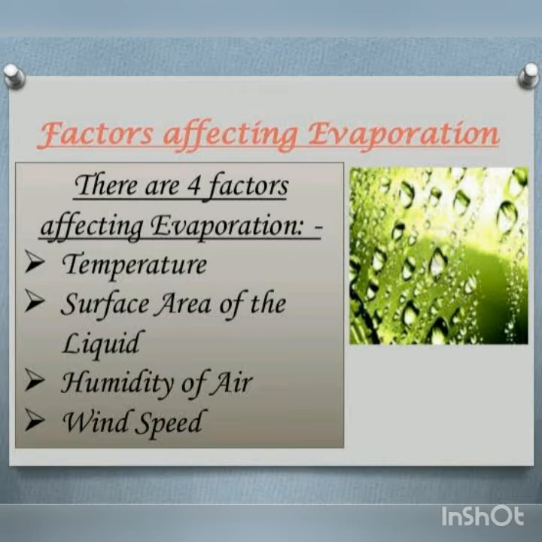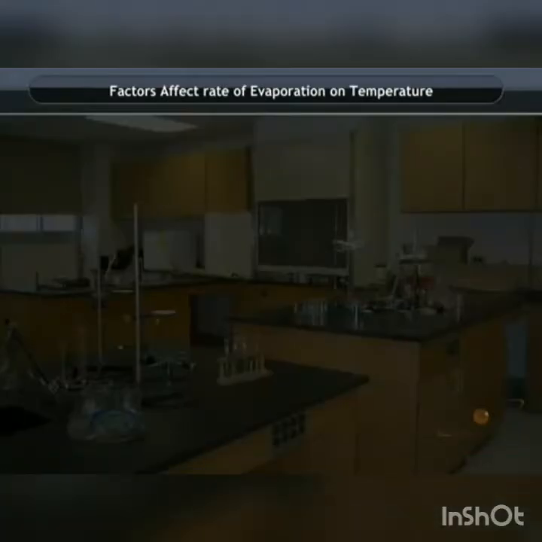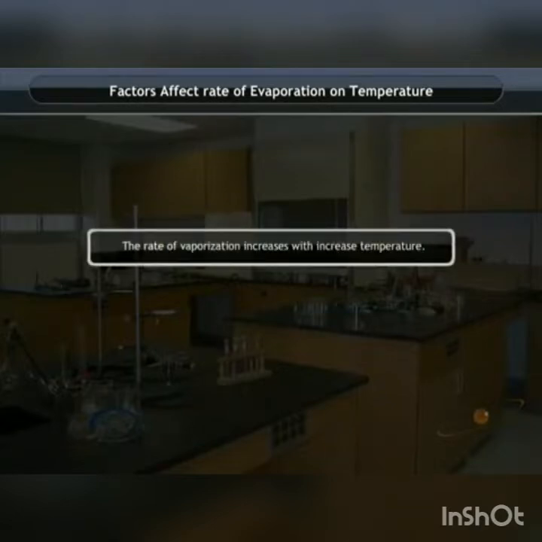There are some factors on which the rate of evaporation depends. Basically, we have discussed four factors: temperature, surface area, humidity, and wind speed. Let us take them one by one in detail. The first factor affecting the rate of evaporation is temperature. The rate of vaporization increases with increase in temperature.